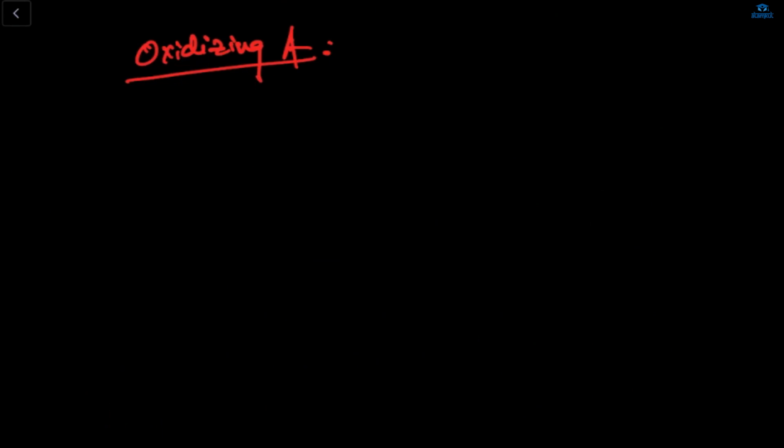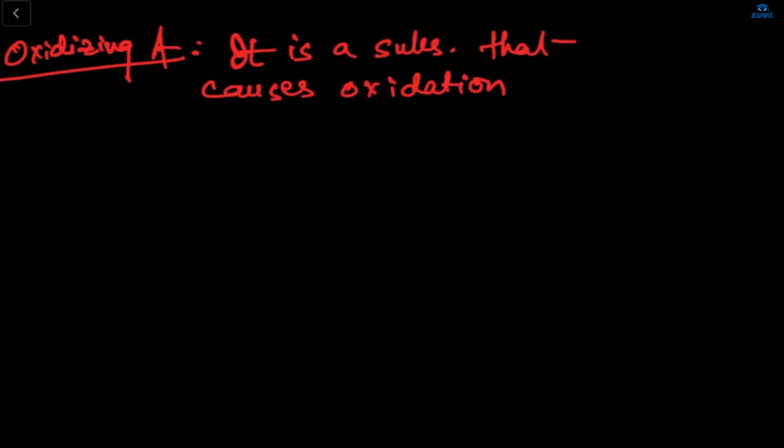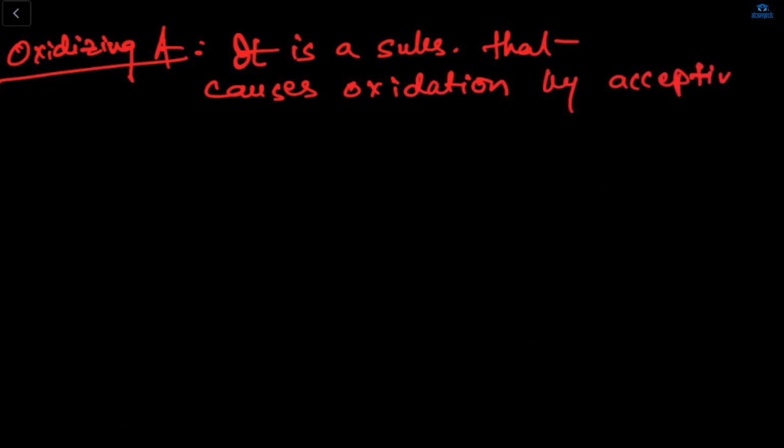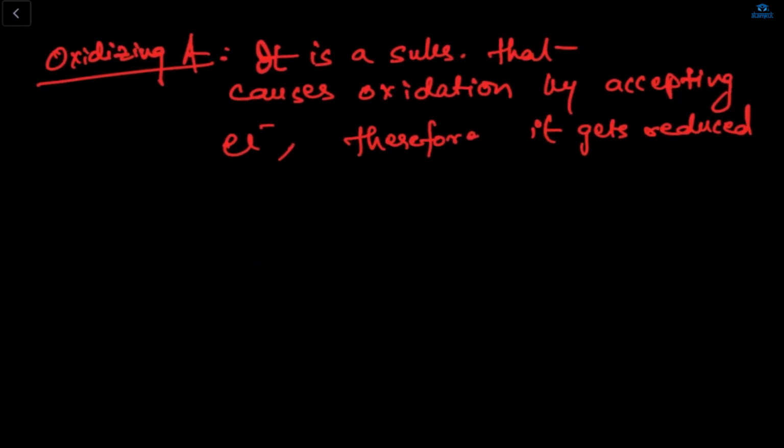Oxidizing agent is a substance that causes oxidation by accepting electrons. It is a substance that causes oxidation. How does it cause oxidation? By accepting electrons. Therefore, it gets reduced. That's why we say it gets oxidized means it gets reduced. Now, let me write about the reducing agent. Then you will get to know the difference between these two.